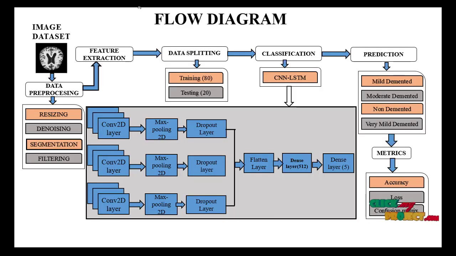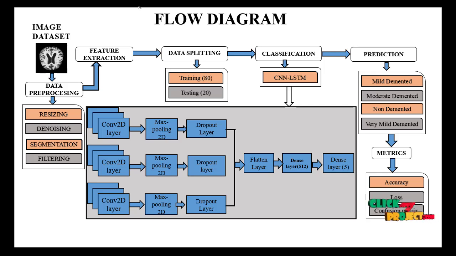This is our flow diagram, starting from the image data set. The first step is data pre-processing. Here we use resizing, denoising, and then segmentation and filtering. After the pre-processing, we move on to feature extraction. In feature extraction, the features related to the classes are extracted and classified, and after that comes data splitting. Here we split the data into training and testing, 80% and 20%.